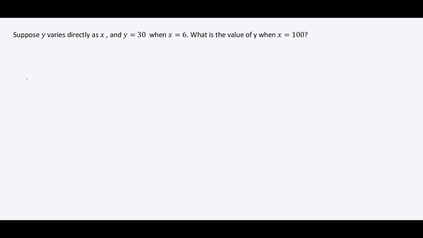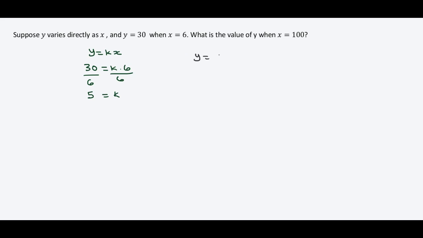Suppose y varies directly as x and y is equal to 30 when x equal to 6. What is the value of y when x equal to 100? So our first step is going to be y equal to kx, and then y is 30, and then we have k multiplied by x, which is 6. So we're going to divide both sides by 6. And then we have k equal to 5. So now our equation is going to be y equal to 5k. So now it's asking what is the value of y when x equal to 100. Sorry, this is not 5k, it should be 5x because k is 5.